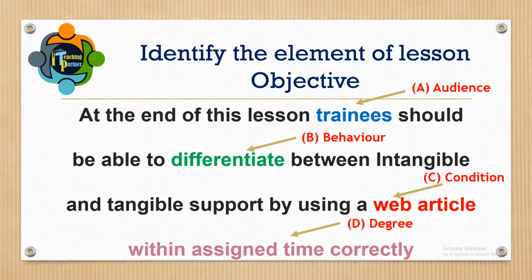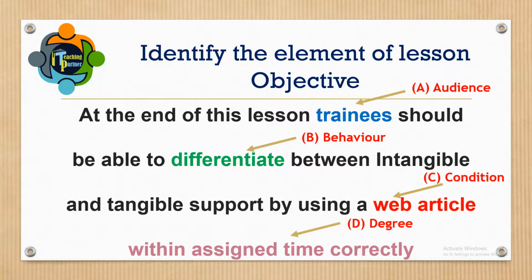If you notice, it is ABCD. That is called the ABCD lesson objective model. You can easily find it on the internet. It's very famous and standardized. So audience, behavior, condition and degree. This example, I hope, will make it very clear.